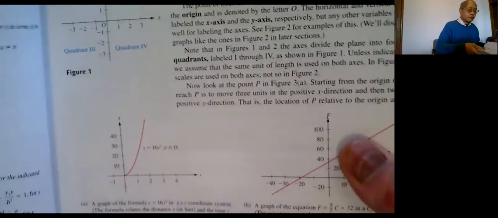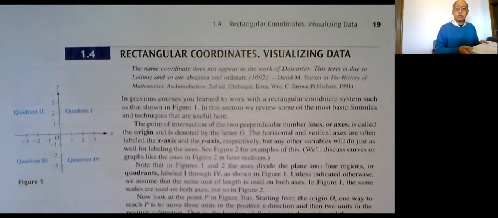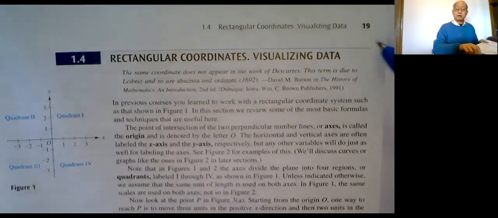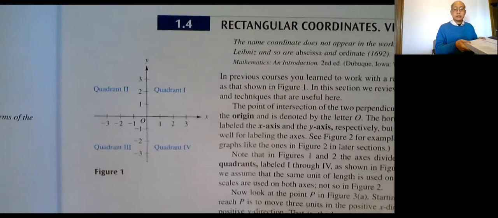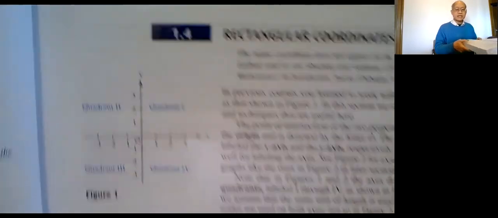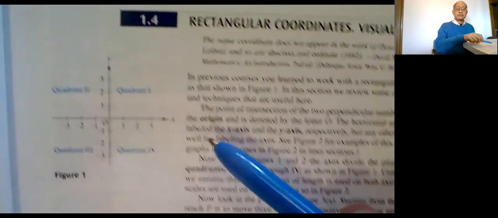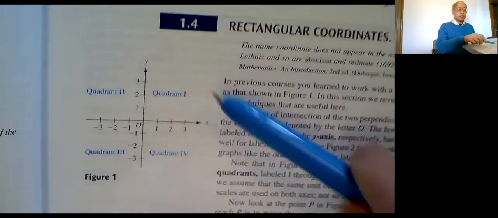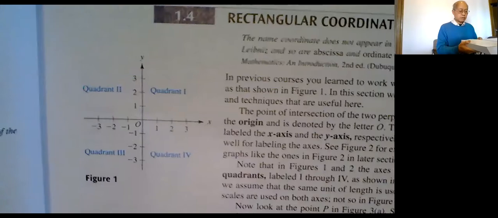Okay, so 1.4, the rectangular coordinate system, you've seen that before. And I'm on page number 19, it looks like. You might recall the 4 quadrants. So you see the x and y axes. So x-axis, y-axis, positive x, positive y. Quadrants 1, 2, 3, and 4. So that should be no big deal for you.